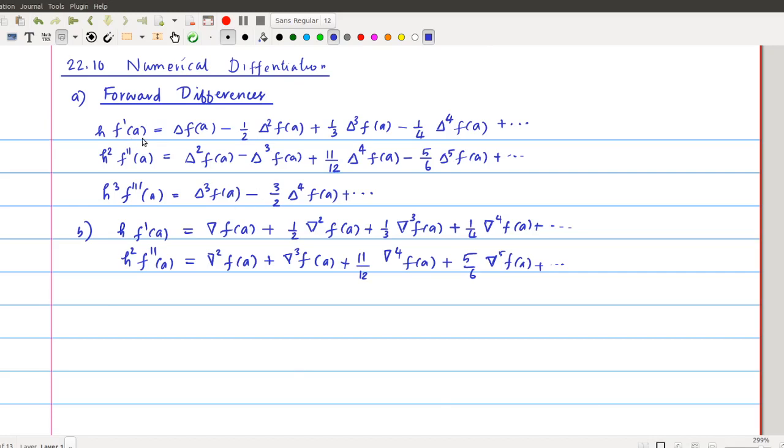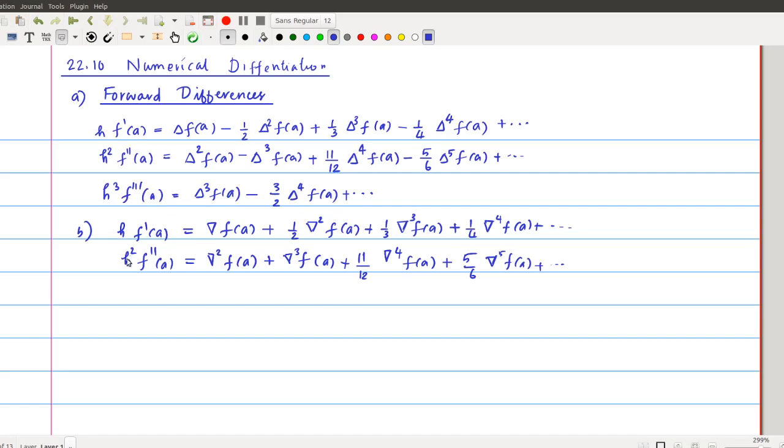In order to evaluate h times f dash a, we will use del, the forward difference: del f of a minus 1/2 times del square f of a plus 1/3 times del cube f of a minus 1/4 times del raised to 4 f of a. So using different orders of forward differencing, we will find h times f dash a. Similarly, h square f double dash a is equal to del square f of a minus del cube f of a plus 11/12 del raised to 4 f of a minus 5/6 del raised to 5 f of a plus etc. Similarly, h cube f triple dash a, the third derivative of f at x equal to a, can be obtained using this formula.